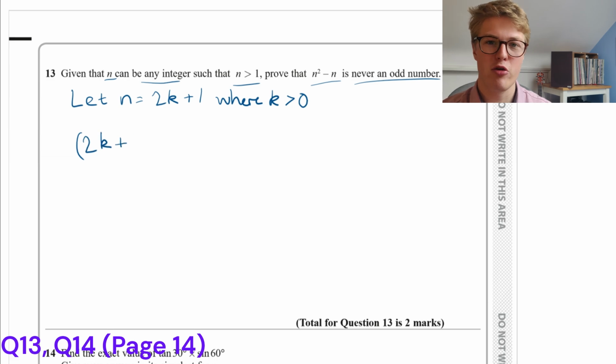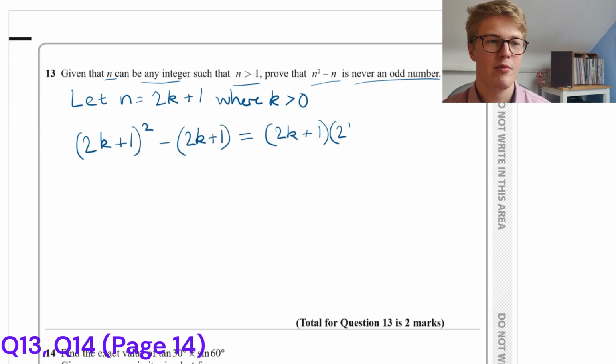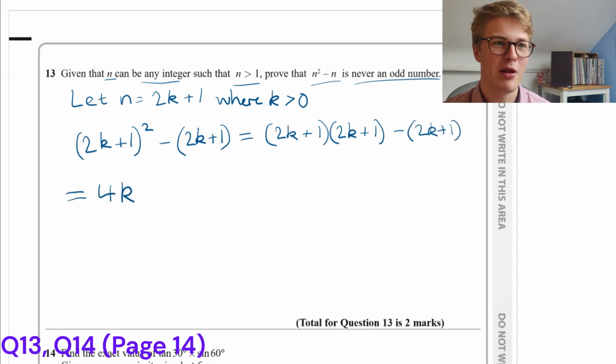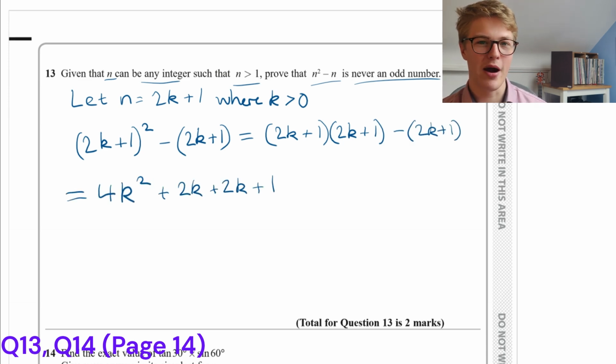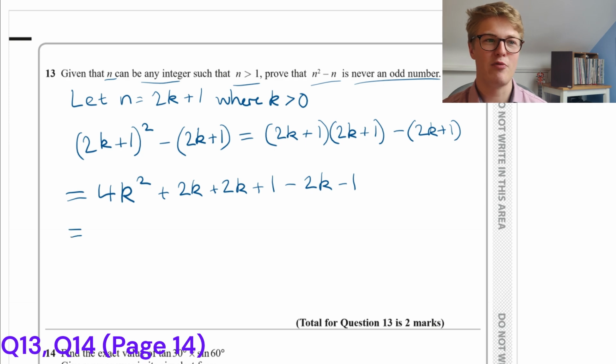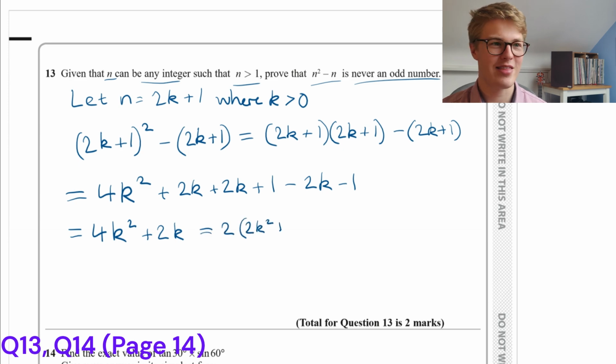So now we swap in 2k plus 1 for n, and we get (2k plus 1) squared minus (2k plus 1). We expand this and we end up with 4k squared plus 2k plus 2k plus 1 minus 2k minus 1. This simplifies to 4k squared plus 2k, and as we can factorise a 2 from that expression, we can see that it is in fact even.